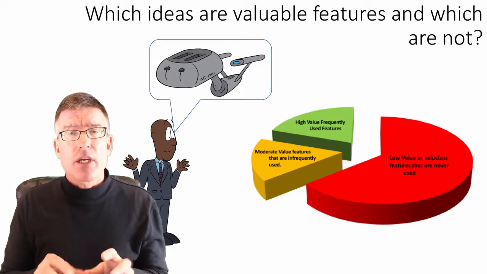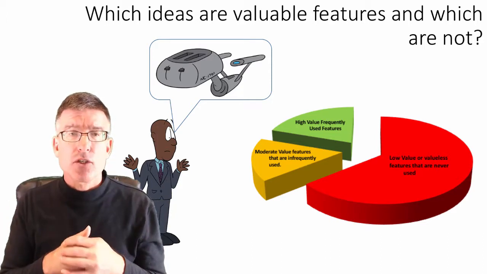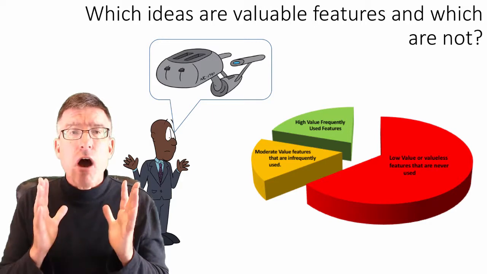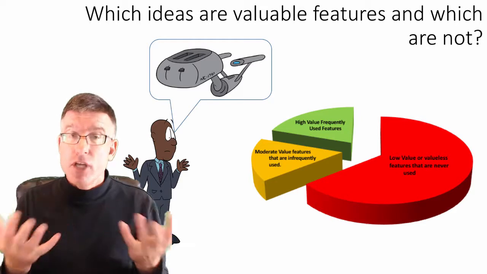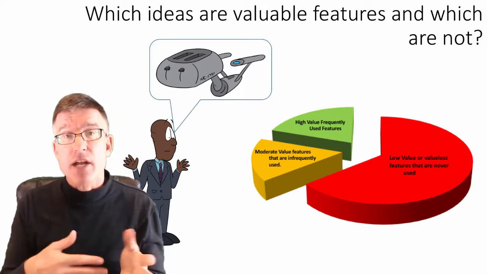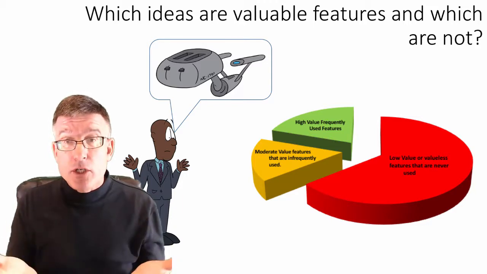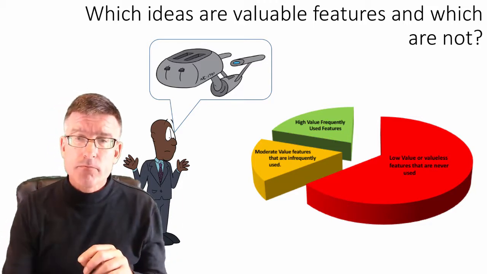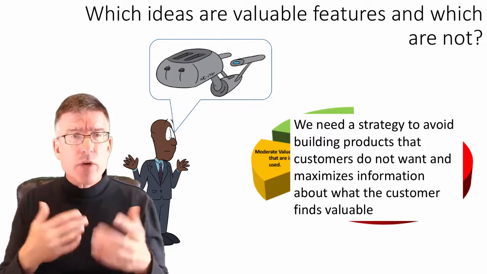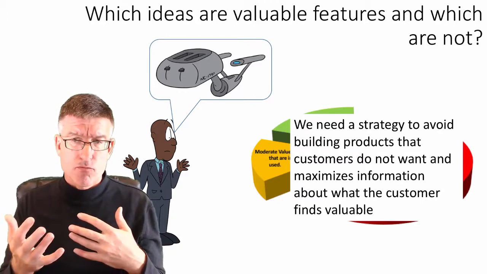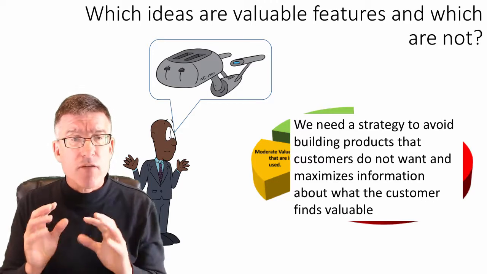Part of our problem is that in general, we tend to specify all the capabilities and features up front. And it often is our best guess as to what is really useful. For example, how does Lawrence here know whether the enterprise version of our toaster is actually going to be valuable or not? And so, really, we need some kind of strategy so that we avoid building the products that customers don't want and maximize the information about what customers find valuable.